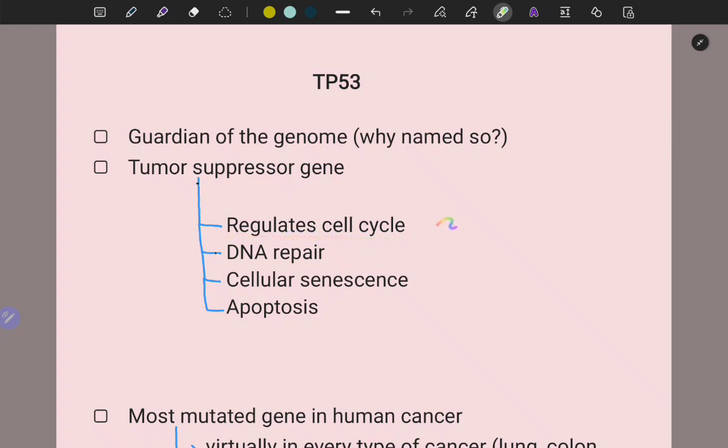TP53 causes the cell cycle to stop, and how it does so, we'll talk about later. It helps in DNA repair. It also helps in cellular senescence or cell aging, and once the cell ages, it does not divide further. And when DNA repair fails, it activates pro-apoptotic genes, and they give a signal for the cell to undergo apoptosis.